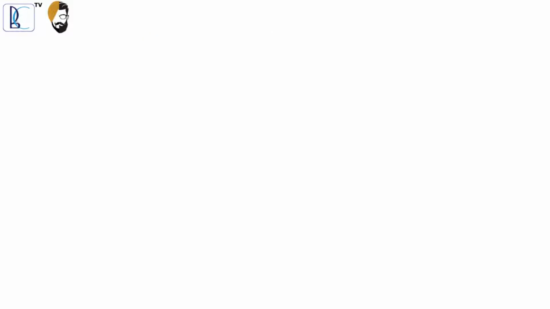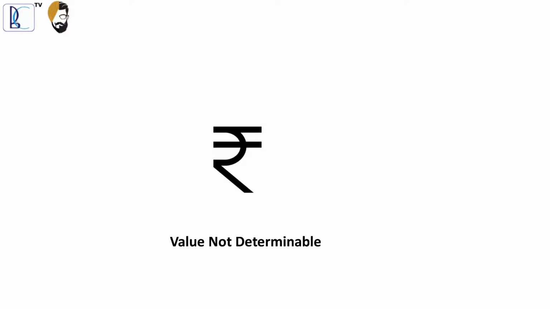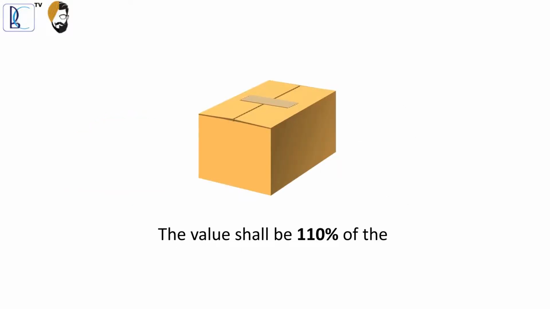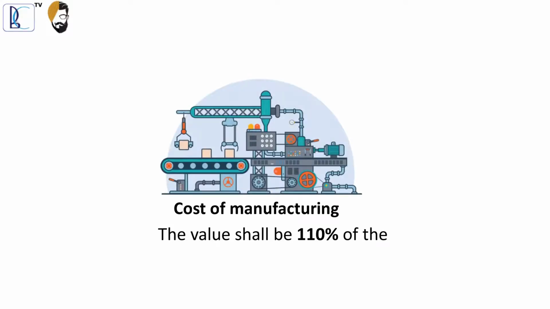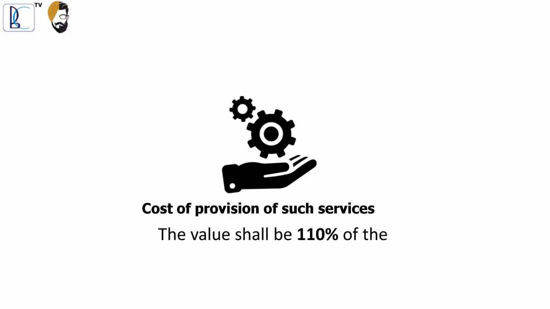Today we shall be discussing the concept of valuation of supply under the cost method, where the value of a supply of goods or services or both is not determinable by any of the preceding rules. The value shall be 110% of the cost of production or cost of manufacturing or cost of acquisition of such goods or cost of provision of such services.